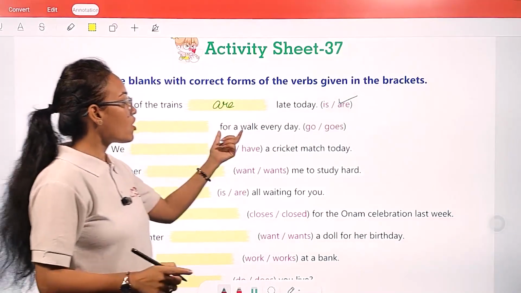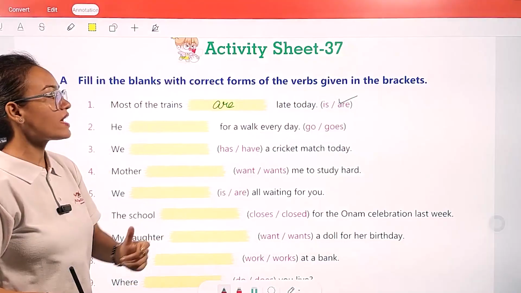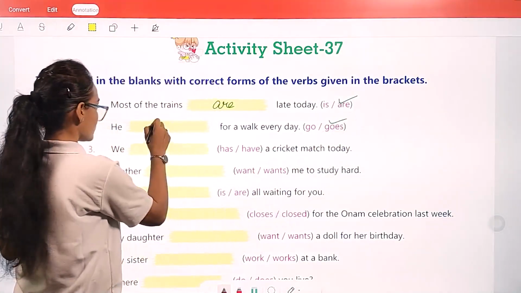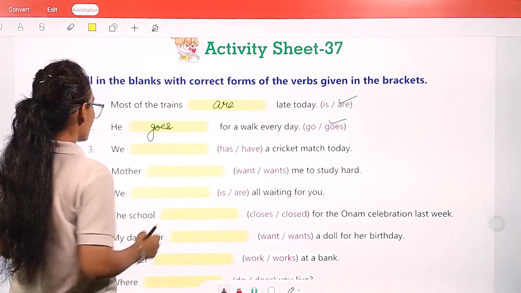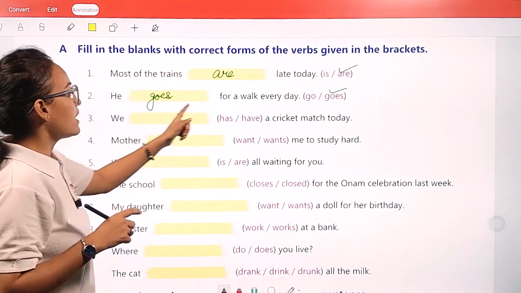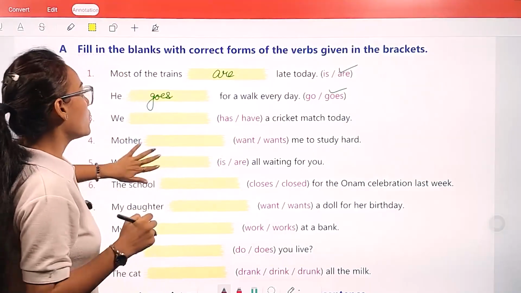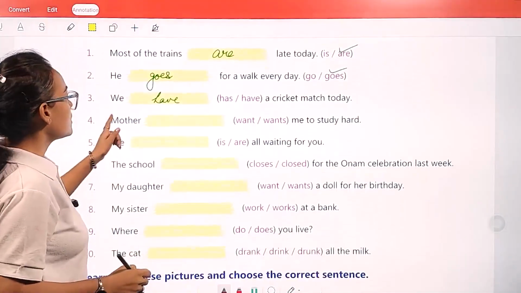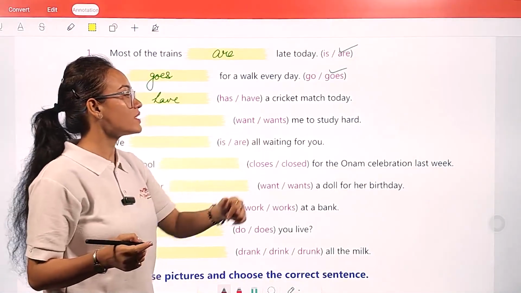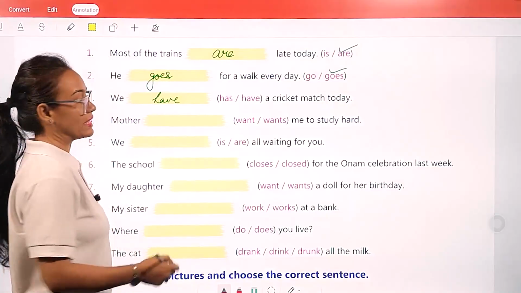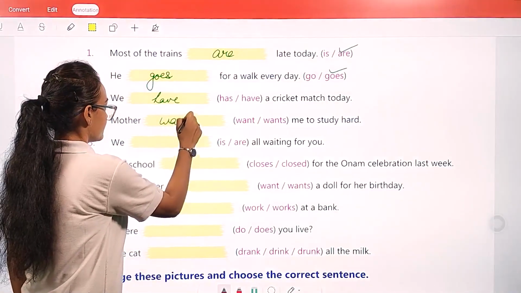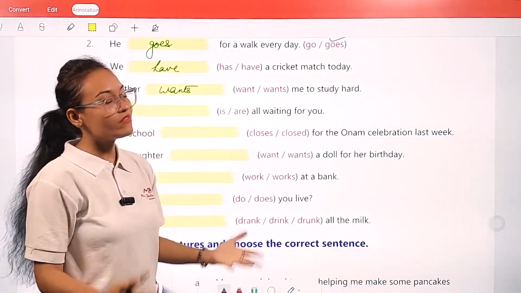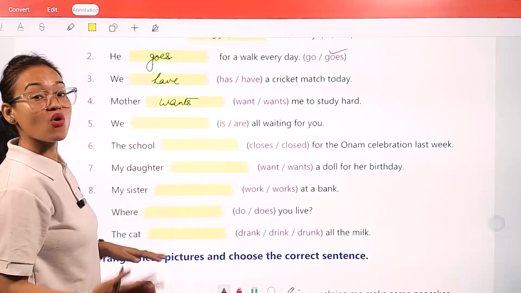He dash for a walk every day. He go for a walk every day. He goes for a walk every day. Goes. Third one. We has, have a cricket match today. We have a cricket match today. Fourth one. Mother wants me to study hard. Mother wants me to study hard. Fifth one. We is, are all waiting for you. We are all waiting for you.